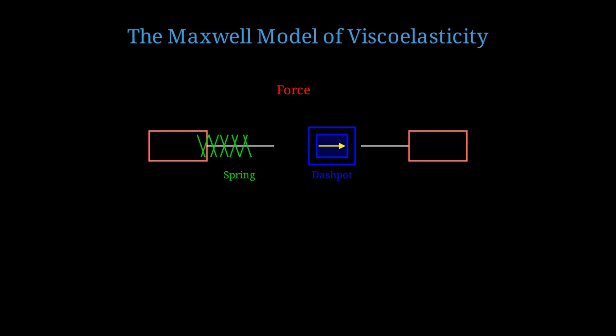One of the simplest models to understand viscoelastic behavior is the Maxwell model, which represents a material as a spring and dashpot in series. In the Maxwell model, the spring represents the elastic component with modulus E, and the dashpot represents the viscous component with viscosity eta. When you apply a force, both elements experience the same stress but different strains. The key parameter in the Maxwell model is the relaxation time, tau, which equals viscosity divided by modulus. Tau equals eta over E. This relaxation time determines how quickly the material responds to stress.